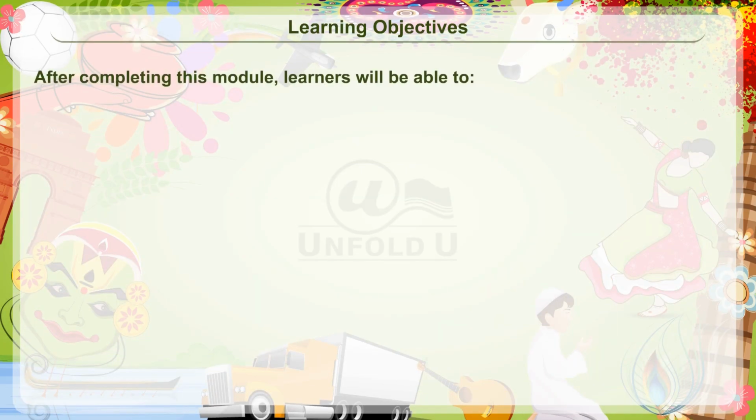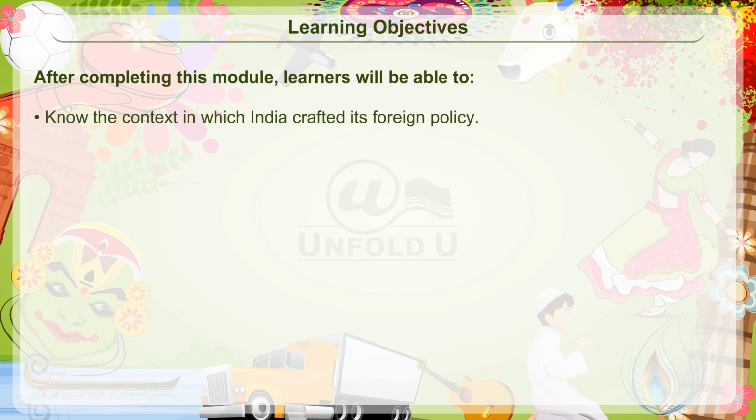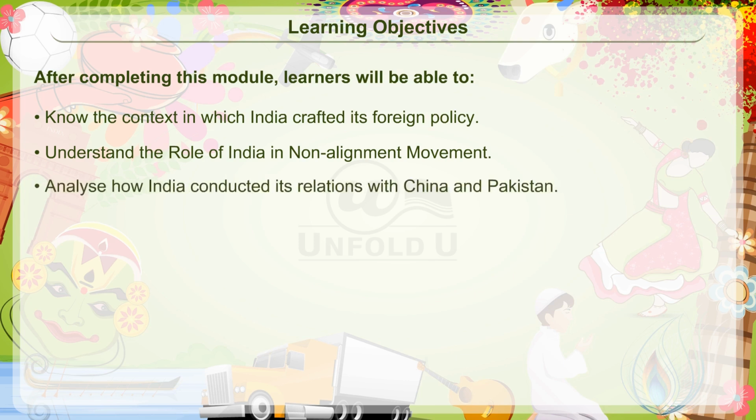Learning objectives. After completing this module, learners will be able to know the context in which India crafted its foreign policy, understand the role of India in the non-alignment movement, analyze how India conducted its relations with China and Pakistan, and elaborate the evolution of Indian nuclear policy.